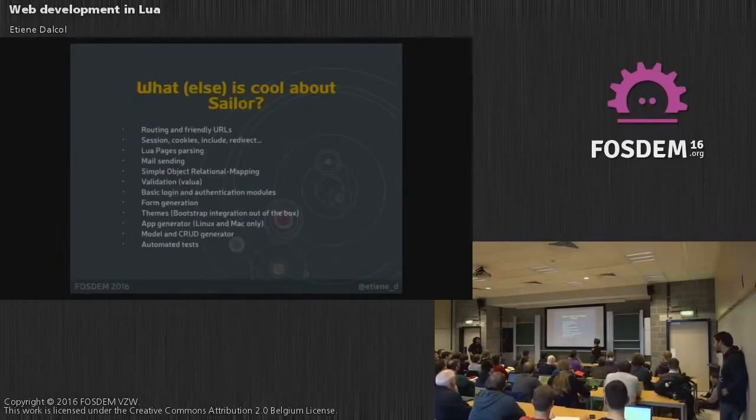So what else is cool about it? Sailor does a lot of things that an MVC framework is supposed to do. It has routing, sessions, validation, authentication modules, generates forms, generates models. It is integrated with automated tests. But it has something in particular that the other ones don't have, which is the ability to run Lua on the browser.